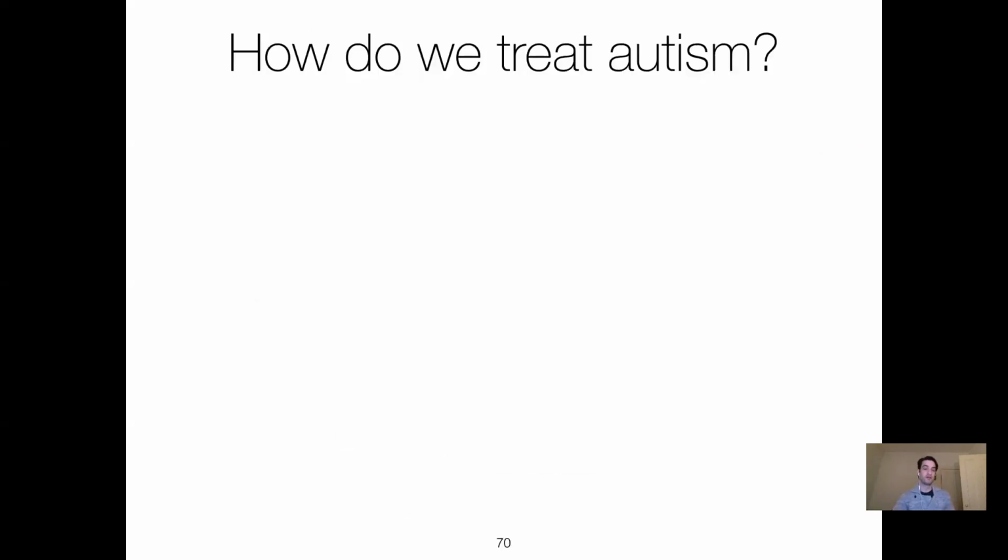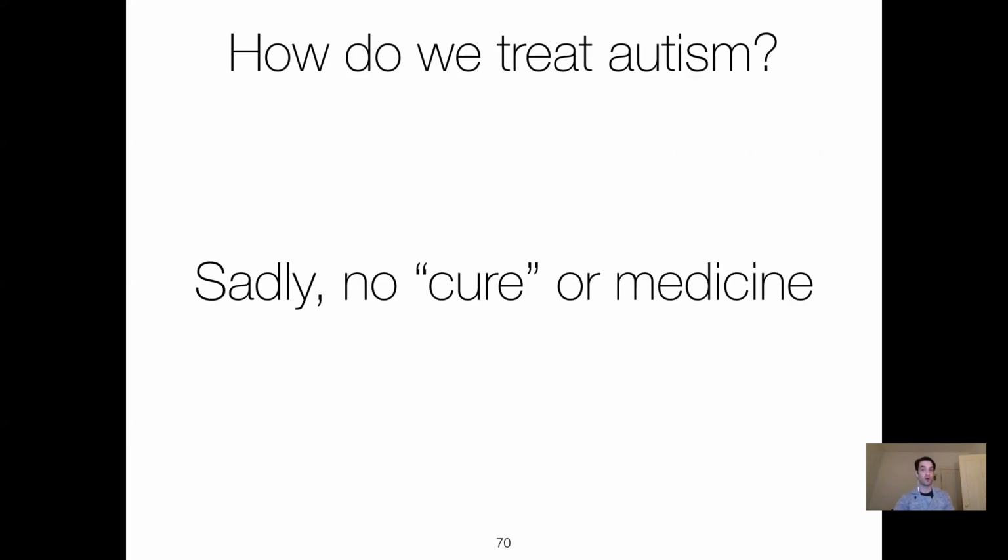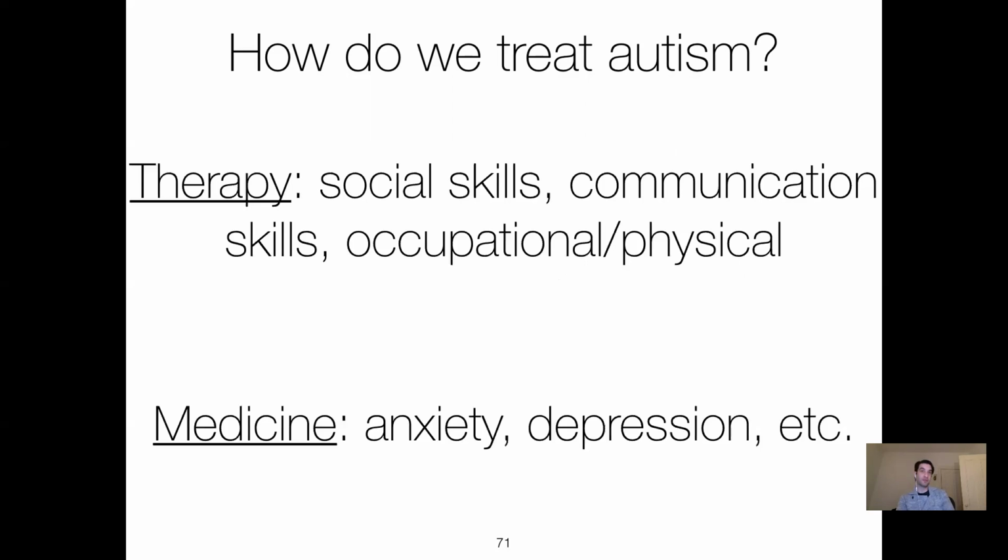Okay, the very last thing I'm going to say, and we can say this very quickly, unfortunately, is about autism treatments and treatment options. Sadly, there is really no cure or medicine for autism. There are really only two things that people are able to do to try to aid someone who has autism. One is therapy to help them develop their social skills, their communication skills, or sometimes their occupational or physical capabilities. And the other is medicine.